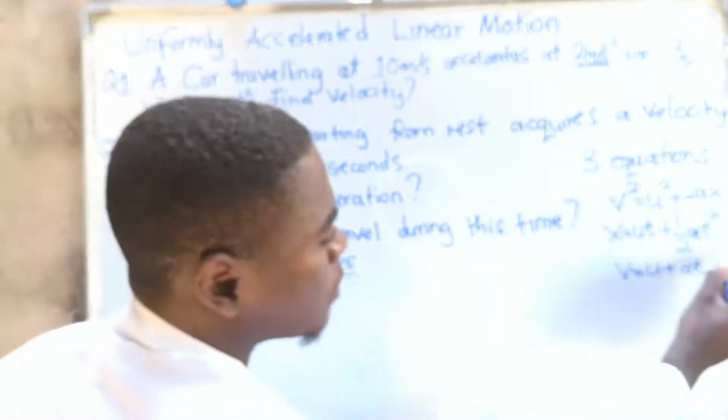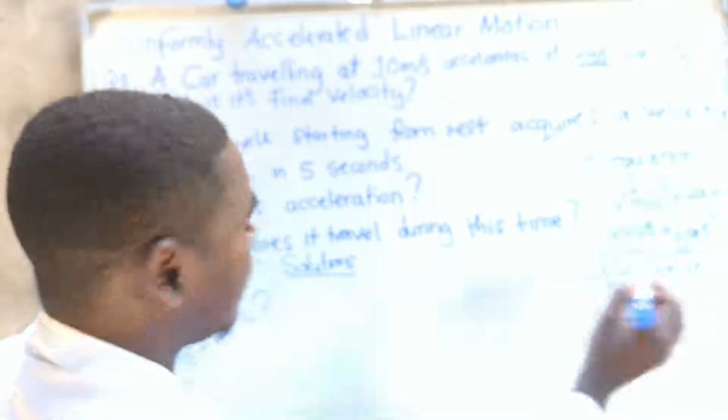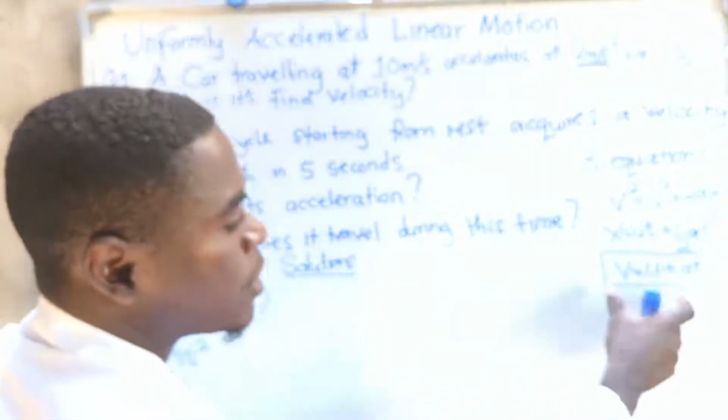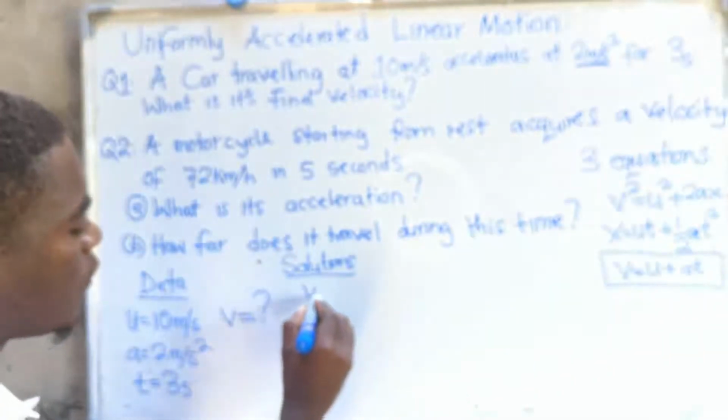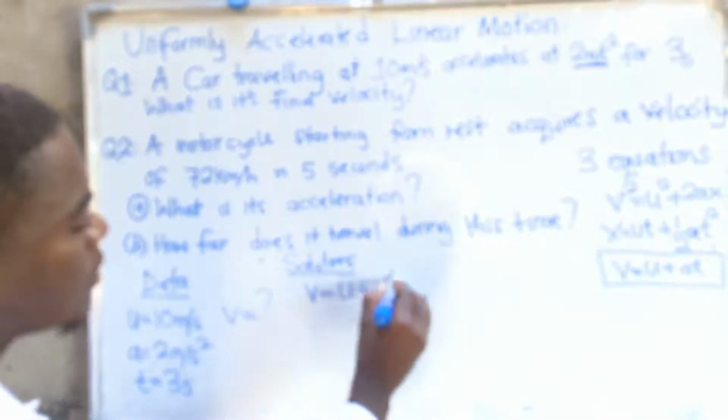Have you seen this one here? If you look at this, you want to find the final velocity, you are given the initial velocity, the acceleration is there, and you are given the time. So this is the equation that we are going to use. So I'm going to say final velocity is equal to initial plus acceleration times time.